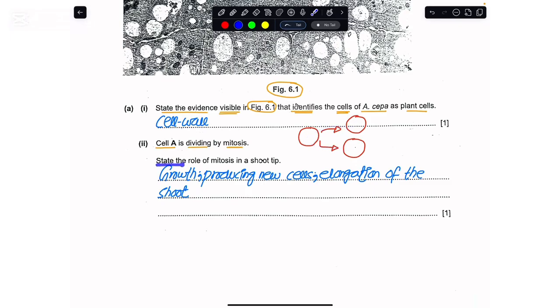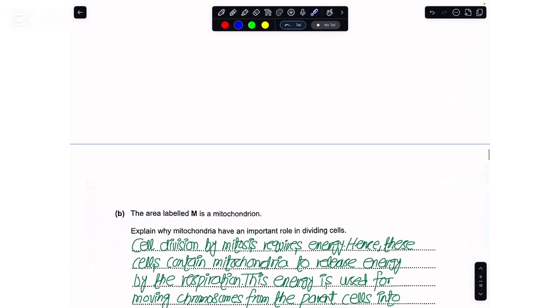They say to state the role of mitosis in the shoot tip. Now you see that the role of mitosis is simply that it leads toward the formation of new daughter cells. If new daughter cells are formed, they bring about growth in the shoot tip. Or else you could say that it produces new cells. But if you don't want to write that down, you could also say that mitosis occurs and that brings about the elongation of the shoot for the plant cell.